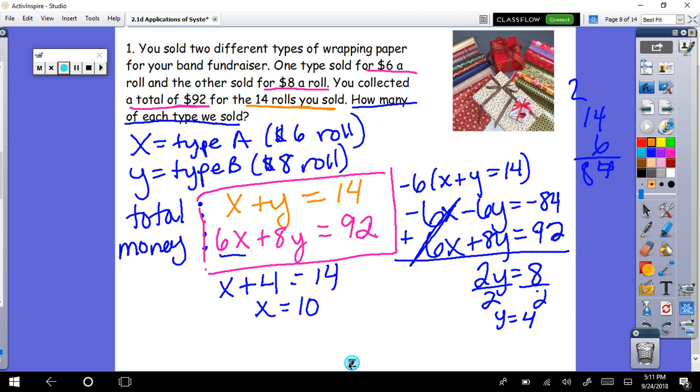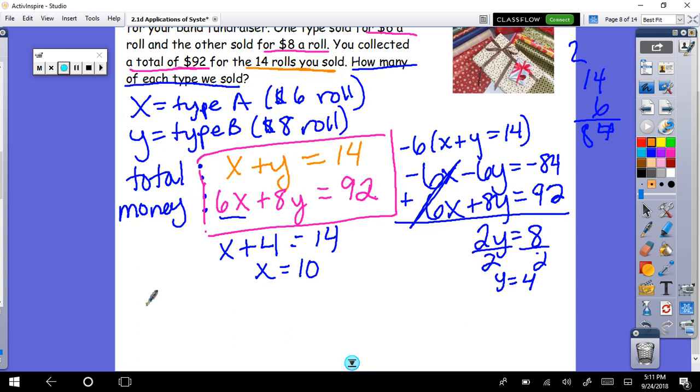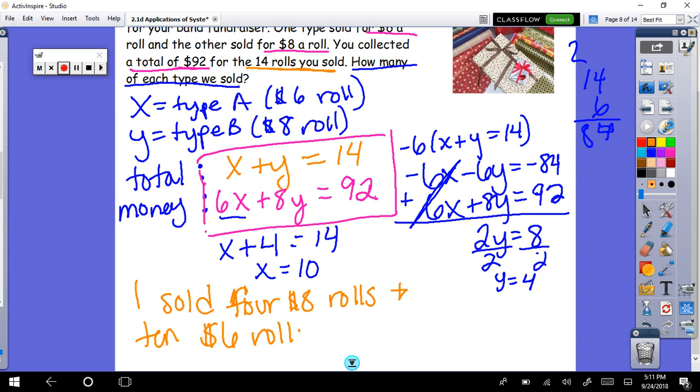So then, just to finish it up, I would write some sort of sentence. So I sold 4 $8 rolls and 10 $6 rolls. How many of each type were sold?